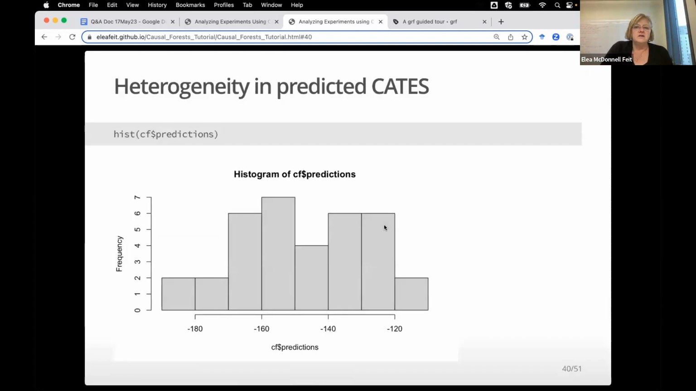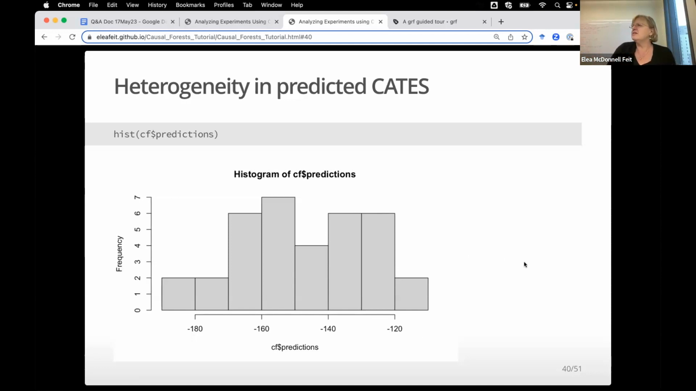Let's see. There's a lot of heterogeneity in these CATEs, a lot of variation. I plotted a histogram of them, and they go everywhere from less than -180 grams to more than -120 grams. So based on these modifiers, we're seeing a lot of differences in the predictions of the treatment effect for the bucket. They're all negative though. So the investigators are still not happy, because their hypothesis doesn't seem to be supported by this data.